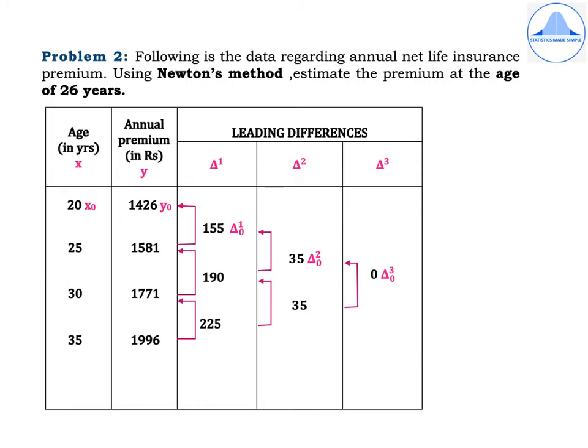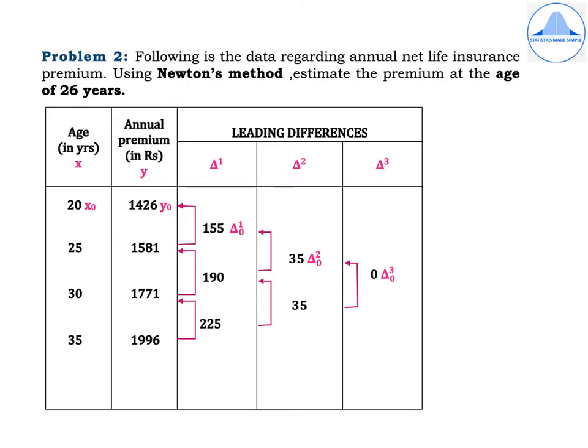2. Following is the data regarding annual net life insurance premium. Using Newton's method, estimate the premium at the age of 26 years. The first two columns are given, that is age in years as 20, 25, 30, 35, and the annual premium in rupees is 1,426, 1,581, 1,771 and 1,996. Now the first step is to mark age in years as X, annual premium in rupees as Y, and 20 mark it as X naught, 1,426 mark it as Y naught.